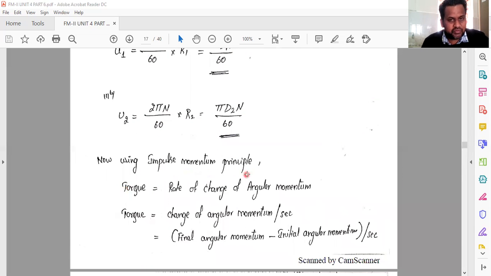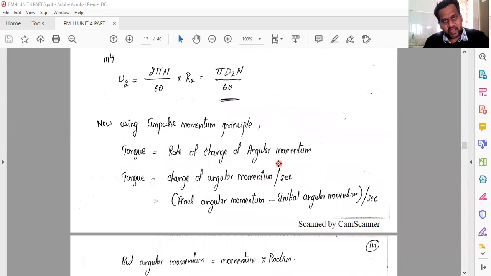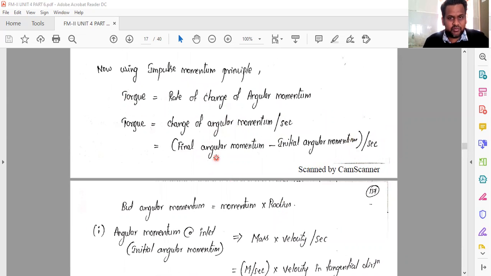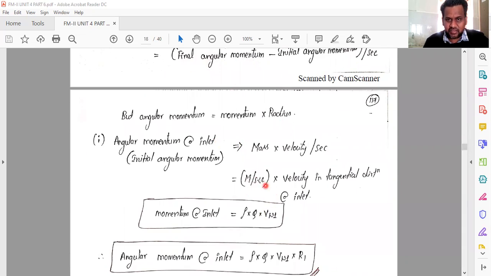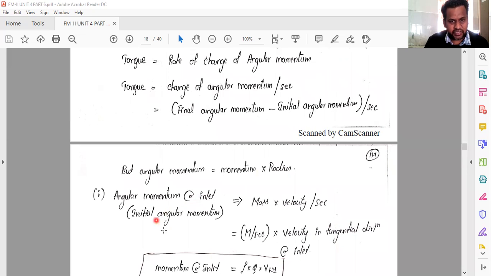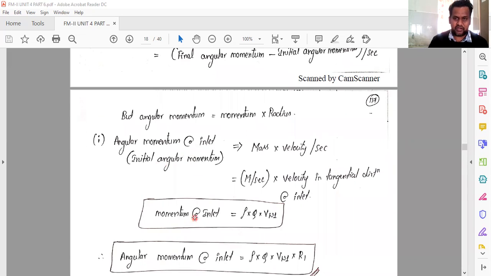Now using the impulse momentum principle, torque is equal to rate of change of angular momentum. So rate of change of angular momentum is nothing but change of angular momentum per second. So final angular momentum minus initial angular momentum, divided by second. Then momentum is nothing but mass into velocity. So we take mass per second outside, then velocity remains, that is final velocity minus initial velocity. But here what we are going to do is initial angular momentum minus final angular momentum.